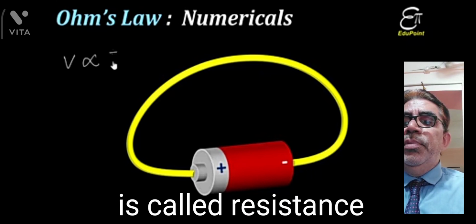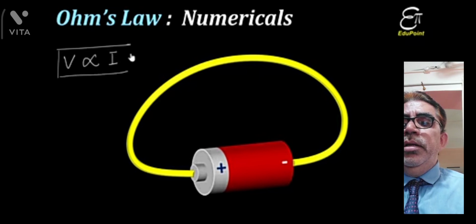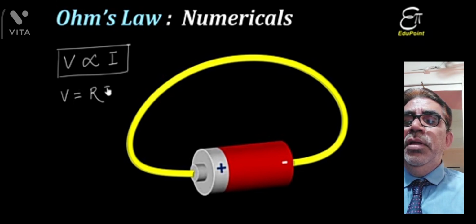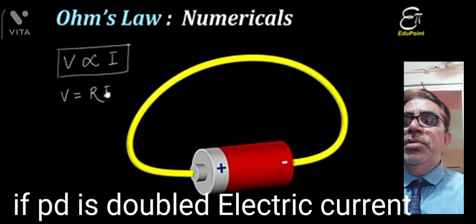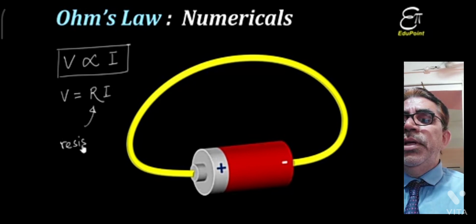So here, V is directly proportional to I. Now you can see one cell is here, its potential difference is 1.5 volt, and a conductor is joined here. If we double the potential difference, if we use two cells, then the potential difference will be 3 volt, and then the electric current will also be double.